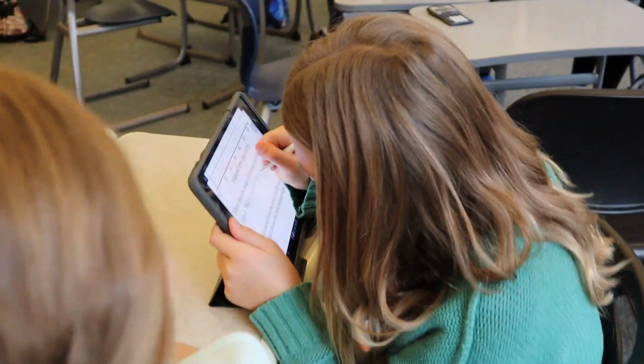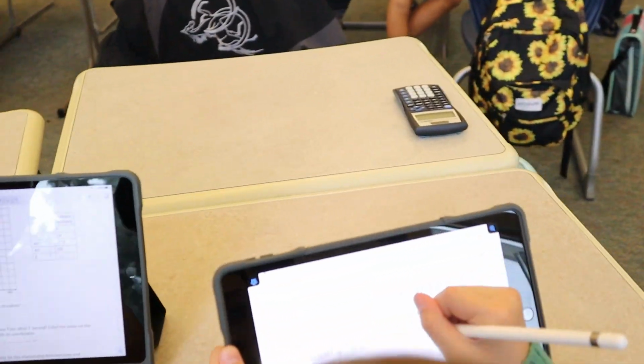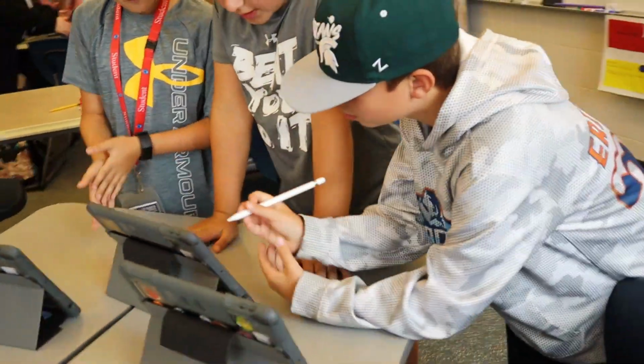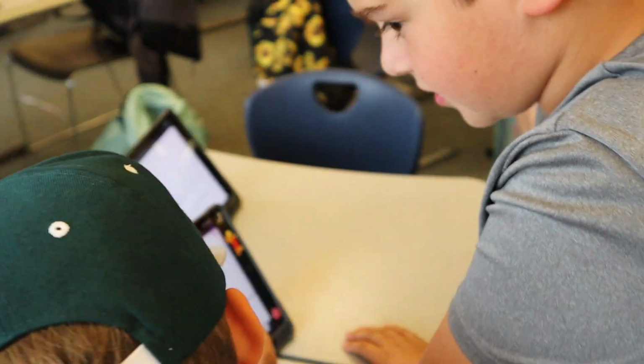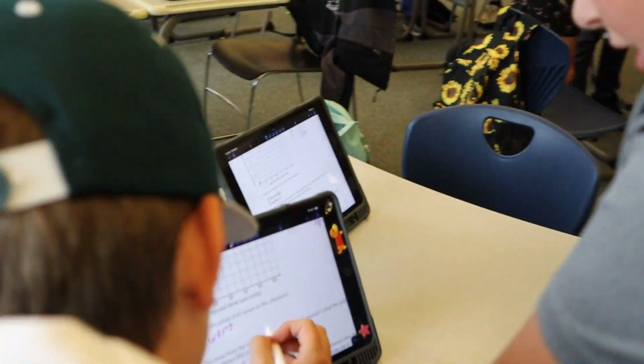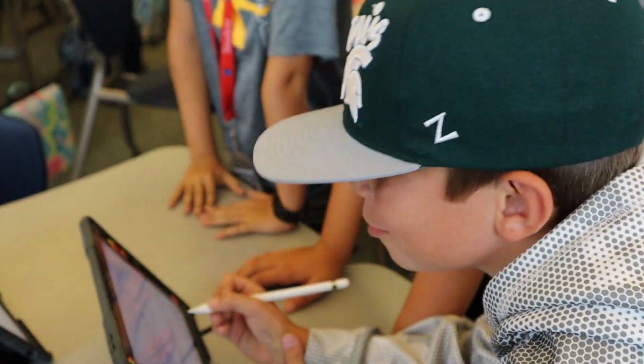After 40 seconds, Tyler walked 55 meters. So what does (0, 0) mean in this situation? I wrote 0 seconds to 0 meters to the ticket booth. It takes 0 seconds to 0 meters to the ticket booth. I don't know. I think I was trying to write something. So, yeah, we all got the same answers. 0 seconds.